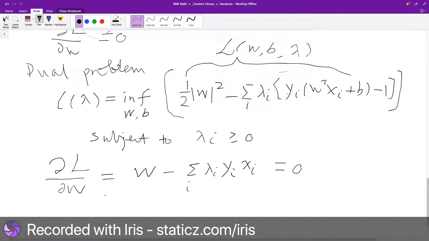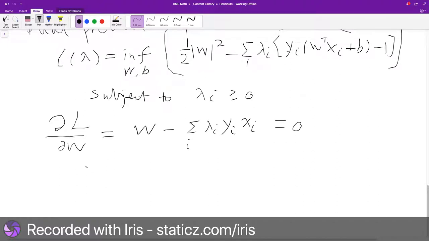If you make a second derivative, you can check. The second derivative becomes a matrix, the identity matrix. So this is positive definite. That means this solution is really a minimum. So the solution is W. So from here, you get W is equal to.